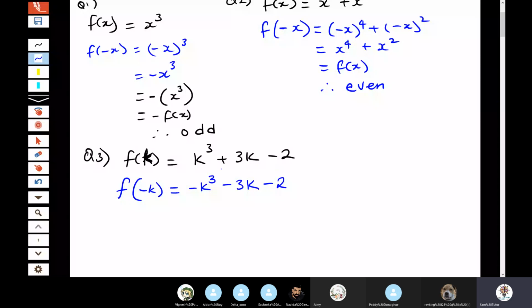What must you do if it's not even? You've got to go for odd now or neither. So for odd, you've got to factorize the negatives out. So it's going to look like this. Is that negative of the original? No. So it's neither. It's not this and it's not this. Therefore neither.